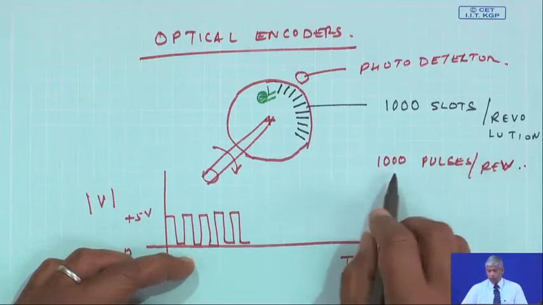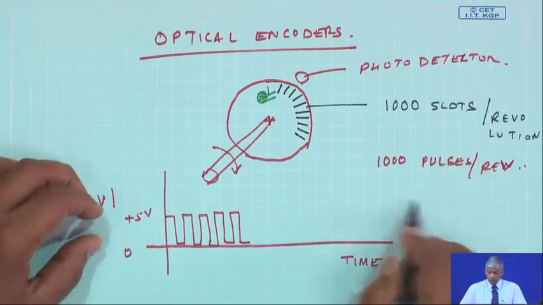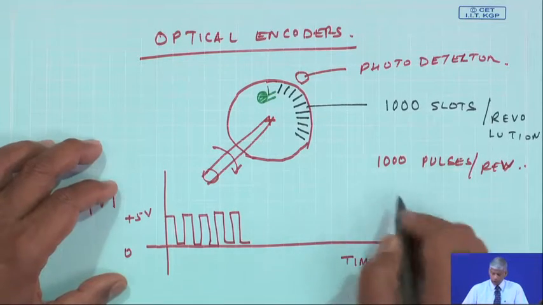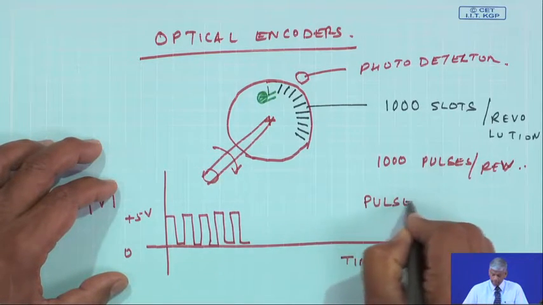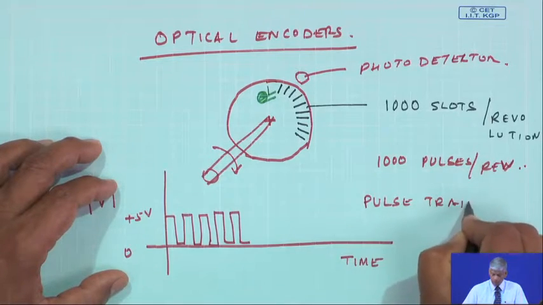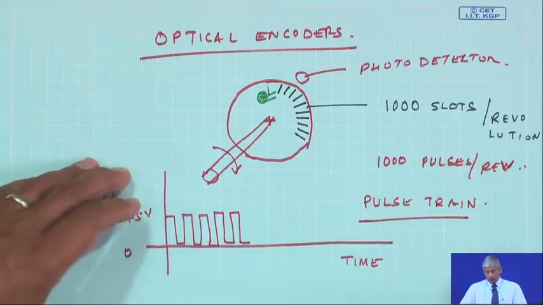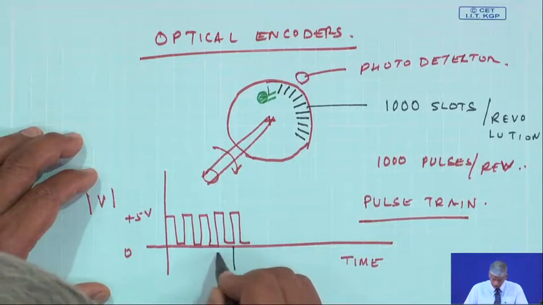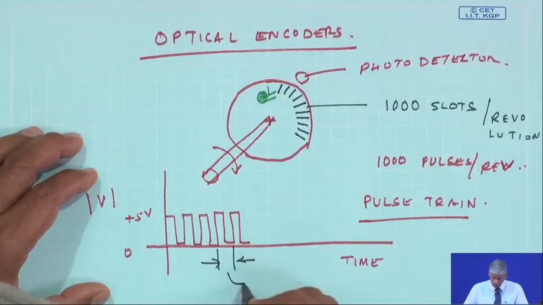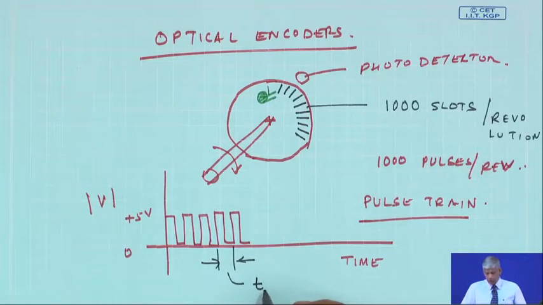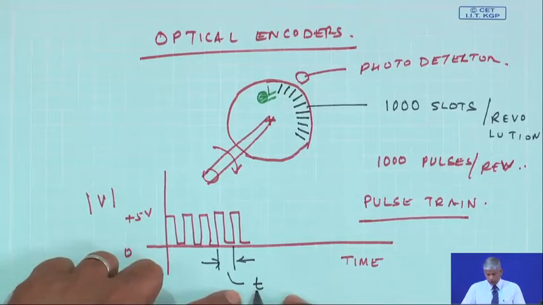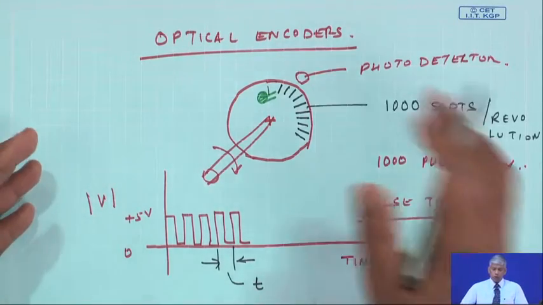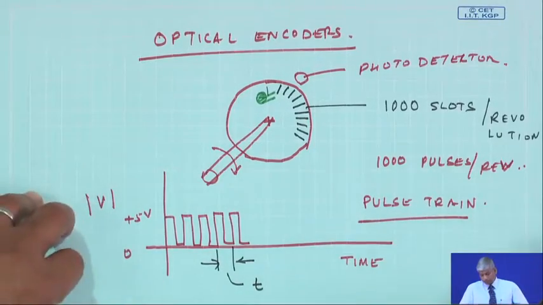And even if the machine was running at very, very high speeds, even in a few seconds you will get so many pulses. So, you are basically getting a pulse train. So, from this pulse train, the average, and each one of them is a time period. This I am denoting purposefully by small t, where 1000 such small t's would make up the time taken for one revolution or one rotation of that disk.